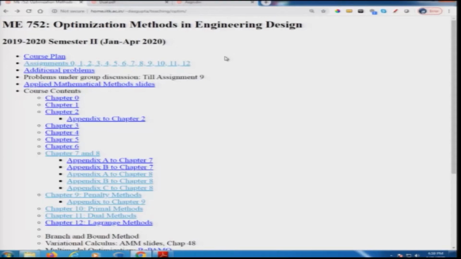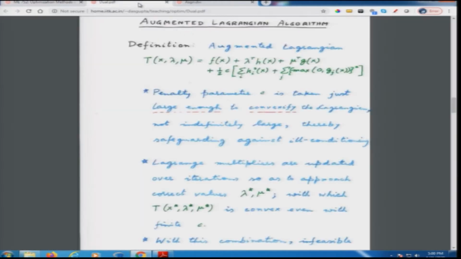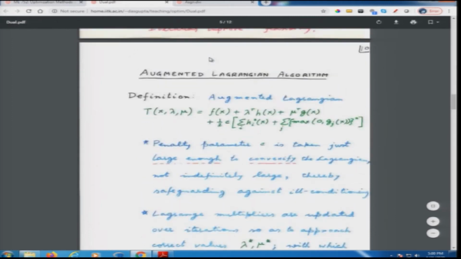Okay. So, in the previous lecture we discussed the basic concepts of local duality once more, and then we saw how we can take advantage of local duality in separable problems, and then we studied the cutting plane method, which has a dual sense in its operation. Now, we will discuss the most important method of the dual family, that is the augmented Lagrangian method.